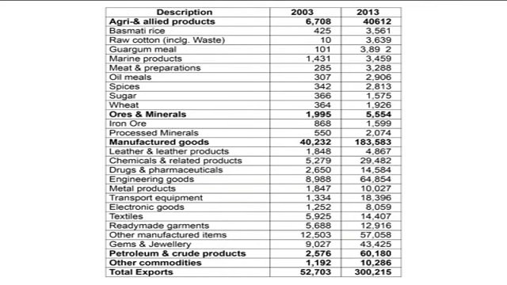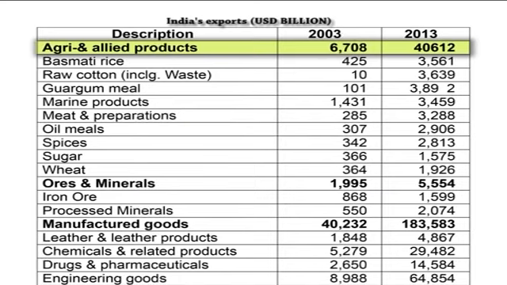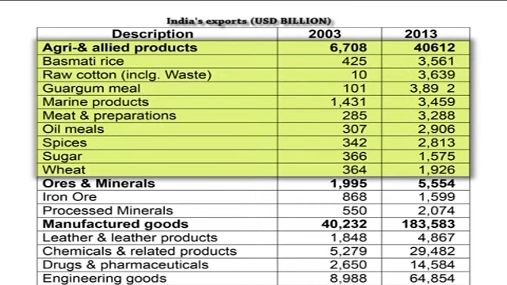The export of agriculture and allied products in 2003 was 6,708 million USD and it went up to 40,612 million USD in 2013. Under agriculture and allied products, we have basmati rice, raw cotton, guar gum meal, marine products, meat and preparations, oil meals, spices, sugar and wheat.